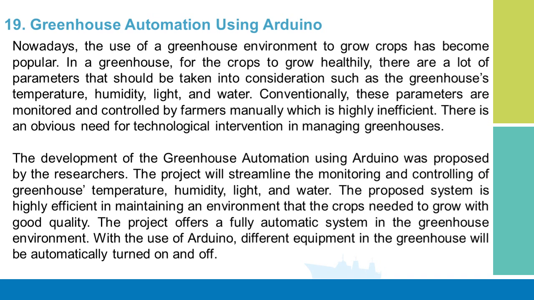The development of the greenhouse automation using Arduino was proposed by the researchers. The project will streamline the monitoring and controlling of greenhouse temperature, humidity, light, and water. The proposed system is highly efficient in maintaining an environment that the crops needed to grow with good quality. The project offers a fully automatic system in the greenhouse environment. With the use of Arduino, different equipment in the greenhouse will be automatically turned on and off.